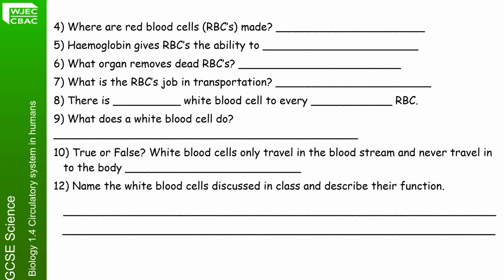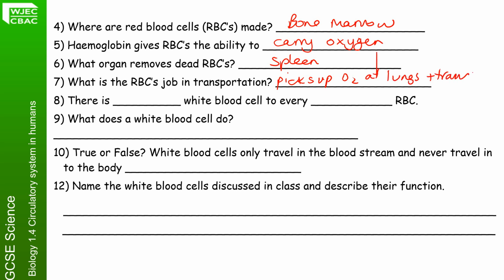Question 4. Where are the red blood cells made? In the bone marrow. Hopefully all of this should be fairly easy to fill in. Hemoglobin gives red blood cells the ability to carry oxygen. The organ that removes the red blood cells, we didn't talk about this, but it is actually the spleen, the same organ that is responsible for making some white blood cells. So the spleen will get rid of them. The red blood cell's job is to pick up oxygen at the lungs and transport it around the body.